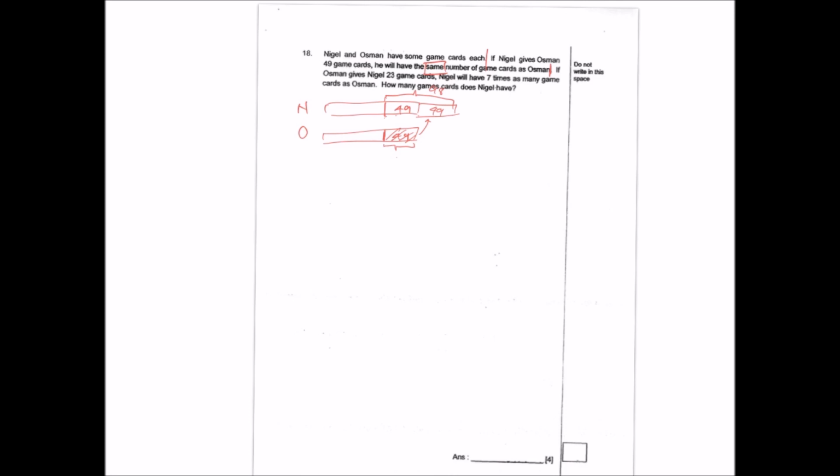Nothing more, nothing less. Alright, so if Osman gives Nigel 23 game cards, Nigel has 7 times as many game cards as Osman. Alright, so now we know that Nigel has 98 more than Osman. We are going to draw a new diagram so that we can have a cleaner diagram to start with. Okay, so now we know that Nigel has 98 more than Osman. Okay, so now we can cut the second part of the question says if Osman gives Nigel 23 game cards. So I'm going to cut 23 out from Osman. Alright, concurrently I will also cut 23 from Nigel. Alright, we need to know how big this space is later on.